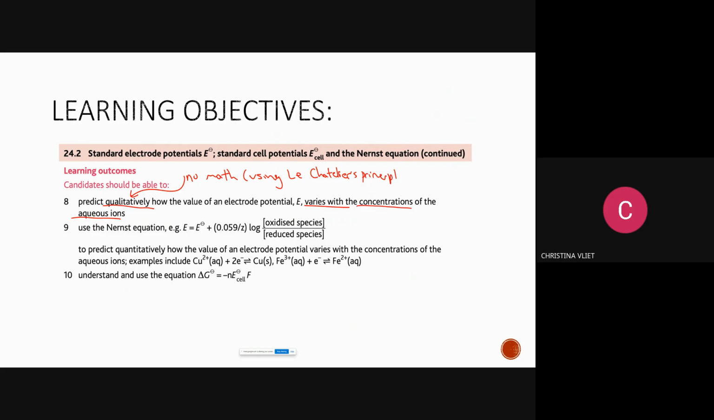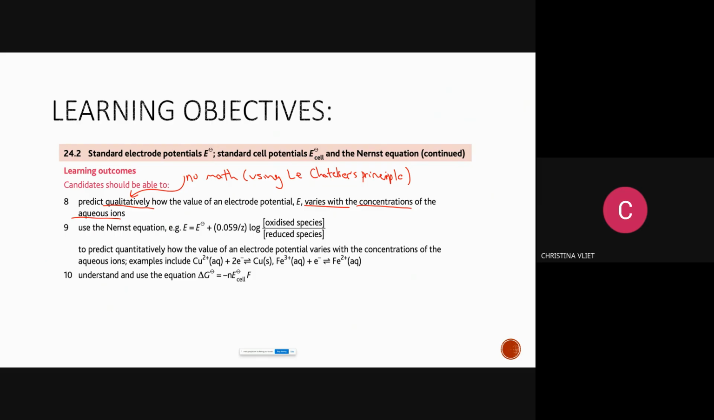Which can be used to explain a great many things. Le Chatelier's principle. So we'll predict, using Le Chatelier's principle, how the value of an electric potential is going to change when we change the concentration of aqueous ions to be greater or less than 1 molarity, right? 1 molarity is the standard. That's why we have to memorize the standard. If it's different, we're going to have to know how that changes things.